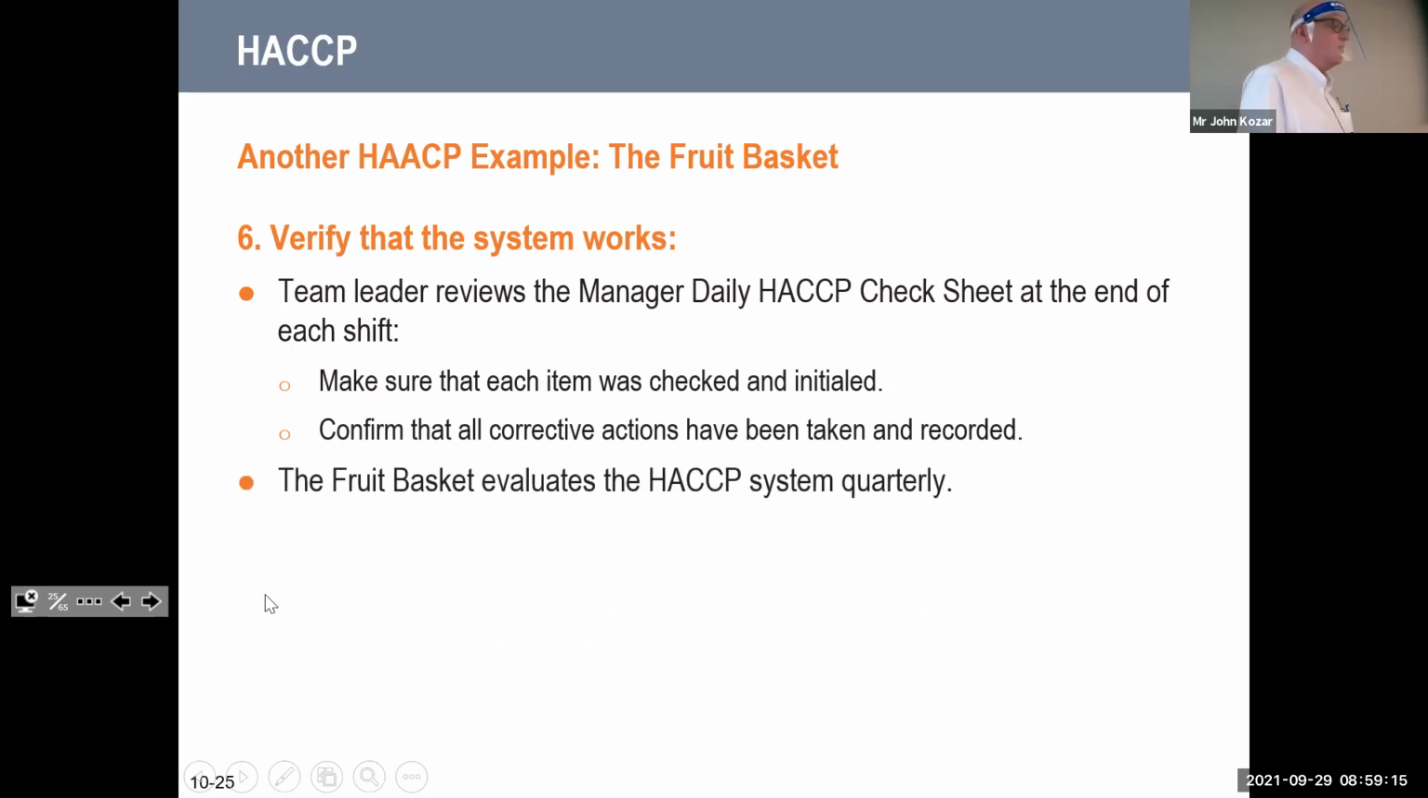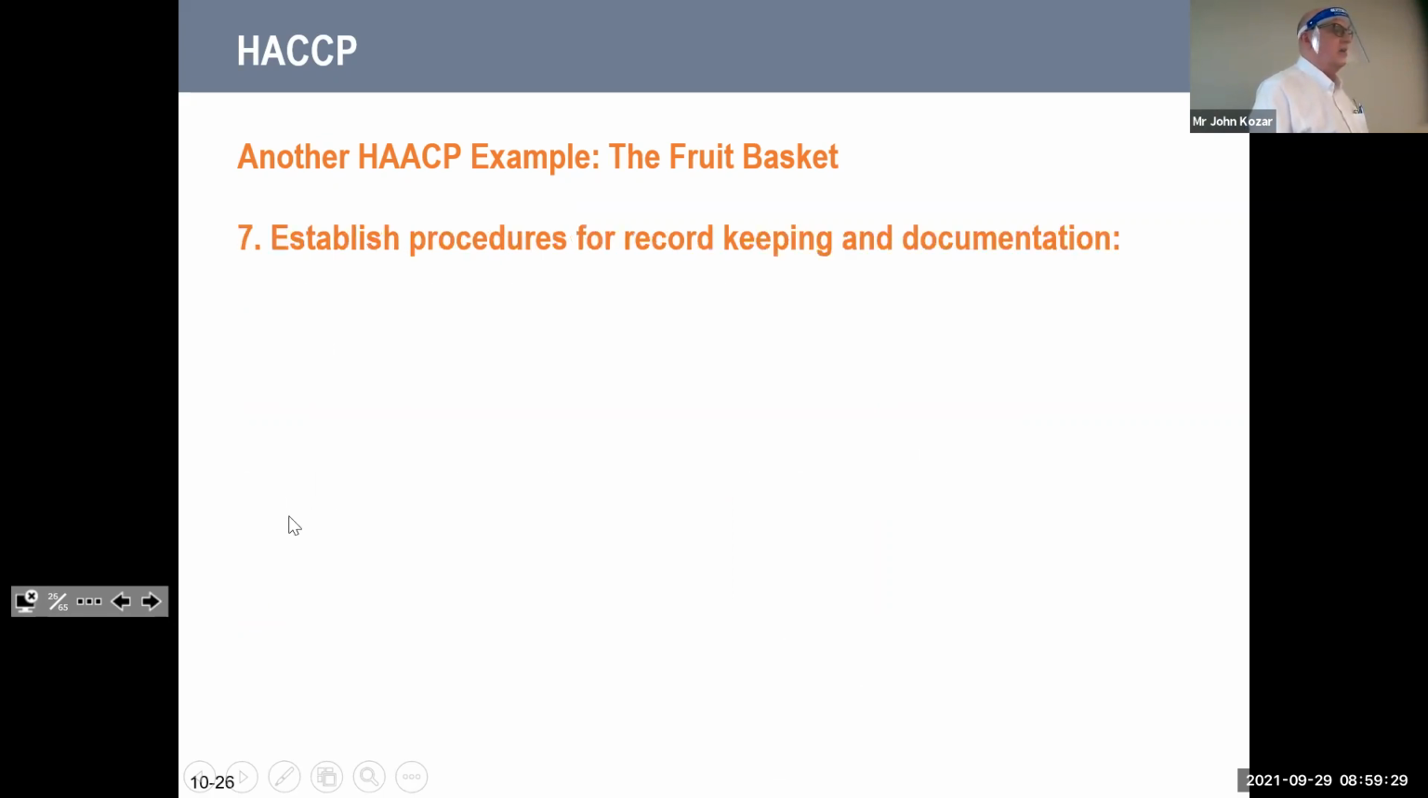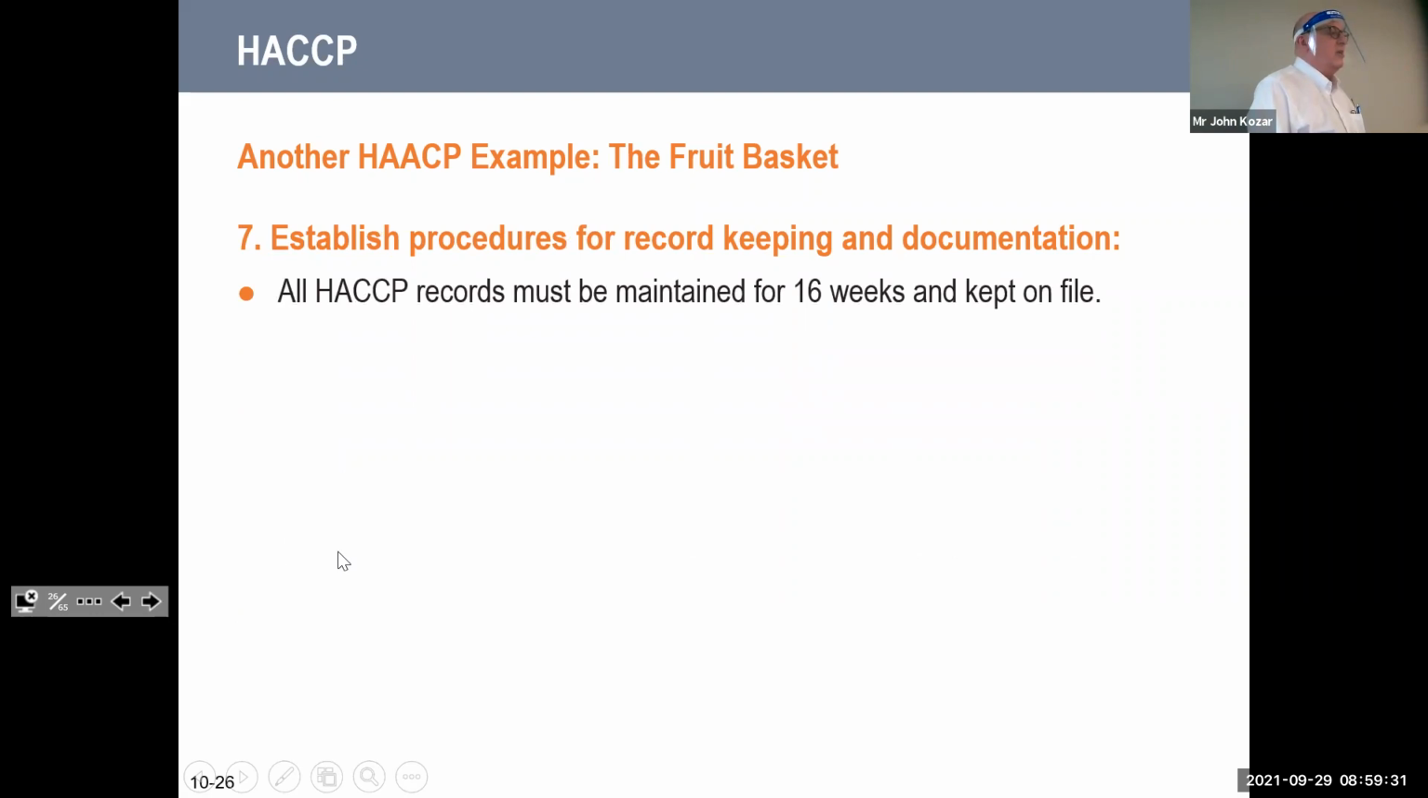And then the restaurant evaluates the HACCP system on a quarterly basis, which is every 3 months. So September is the end of the 3rd quarter. So next week we would take a whole look at the whole quarter. Record keeping and documentation. So all of our HACCP records that we have, we're going to keep those on hand for 16 weeks.